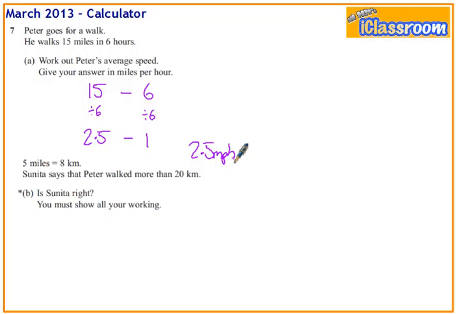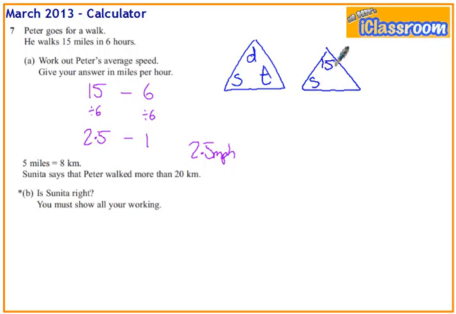The other way we can do this is by thinking about our formula triangles. So we know that for speed, we want distance divided by time, or if we remember this as Downing Street, or any other way you choose to remember it. Filling in the numbers, the speed is equal to the distance, which is 15, divided by the time, which was 6, and notice that's exactly what we've done here. 15 divided by 6 gives me my speed, which is going to be 2.5 miles per hour.